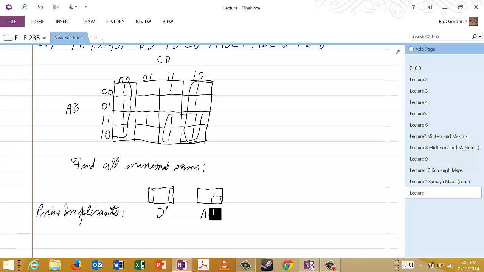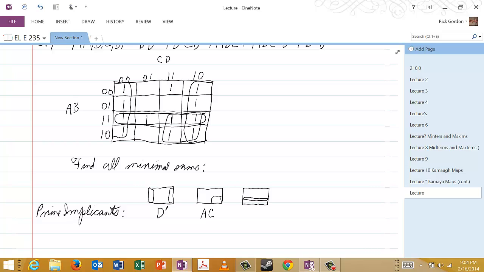Now, are there any other rectangular groupings of 4 1 cells that are not completely contained within a prime implicant we've already identified? And the answer, I hope you'll agree, is yes. You see this one here, the third row of the Karnaugh map. So let's sketch that one. There's the third row of the Karnaugh map. And try for a moment to figure out the name of that one.